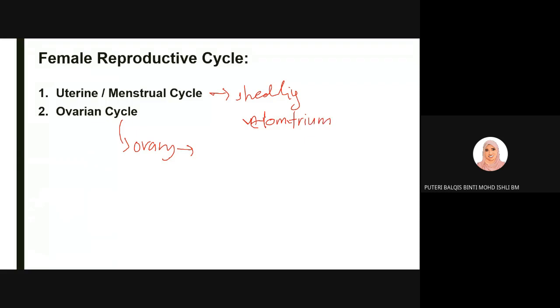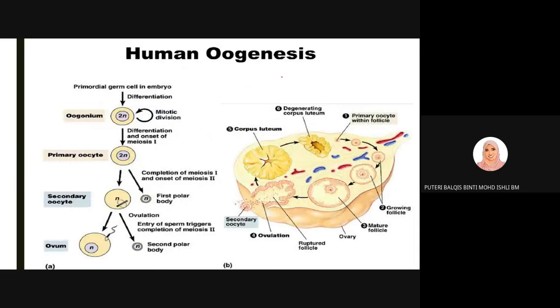Okay, ovary. So kalau ovary yang inilah, gambar ni menunjukkan ovarian cycle. So it starts from the follicle, ovulation, and then dah masuk kepada luteal, corpus luteum.